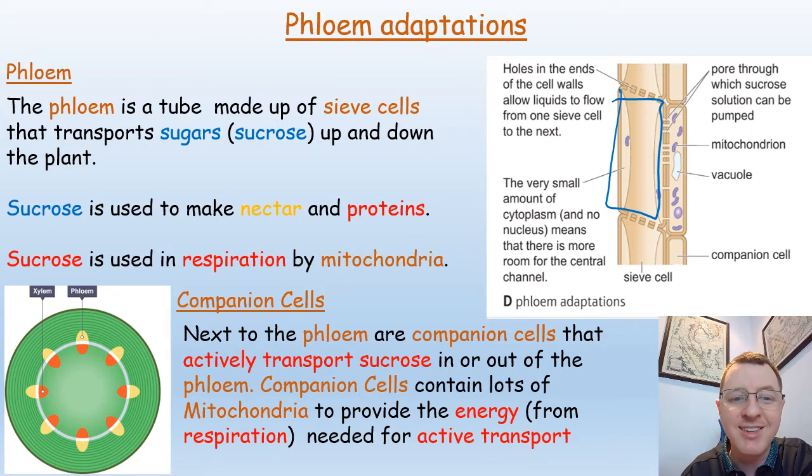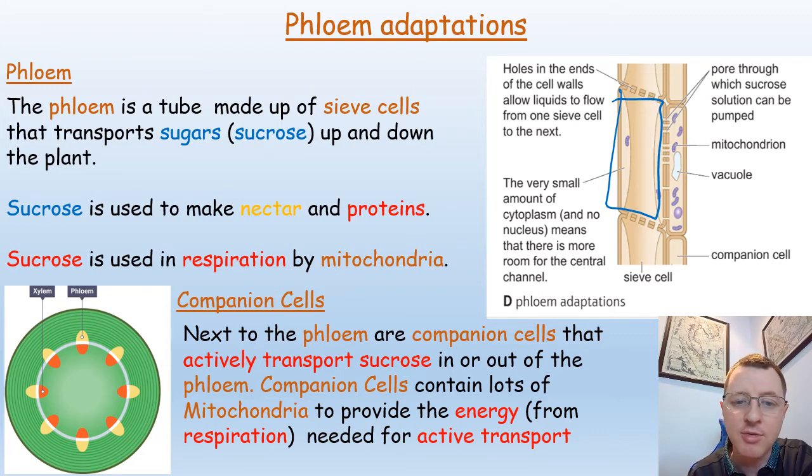The sucrose is needed to make nectar in the flowers, and it's also needed by most of the cells around the plants to make proteins. The sucrose is broken back down into glucose. It's combined with nitrates that have been absorbed from the soil, turned into amino acids, and then proteins. The sucrose can also be used in respiration by the mitochondria. Again, it's broken down into glucose first, and this respiration will release energy that the plant cells can use.